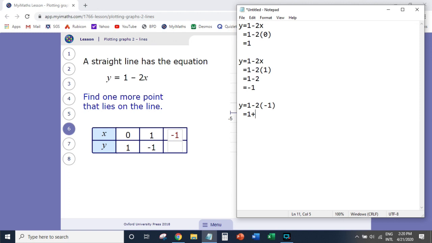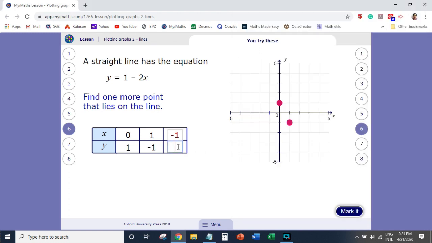So there is now positive 2. And then 1 plus 2 equals 3. So our y is 3 if x is negative 1. So it's now positive 3. So then we can plot the point. So x is negative 1 right here, but our y is positive 3, going up 1, 2, 3.